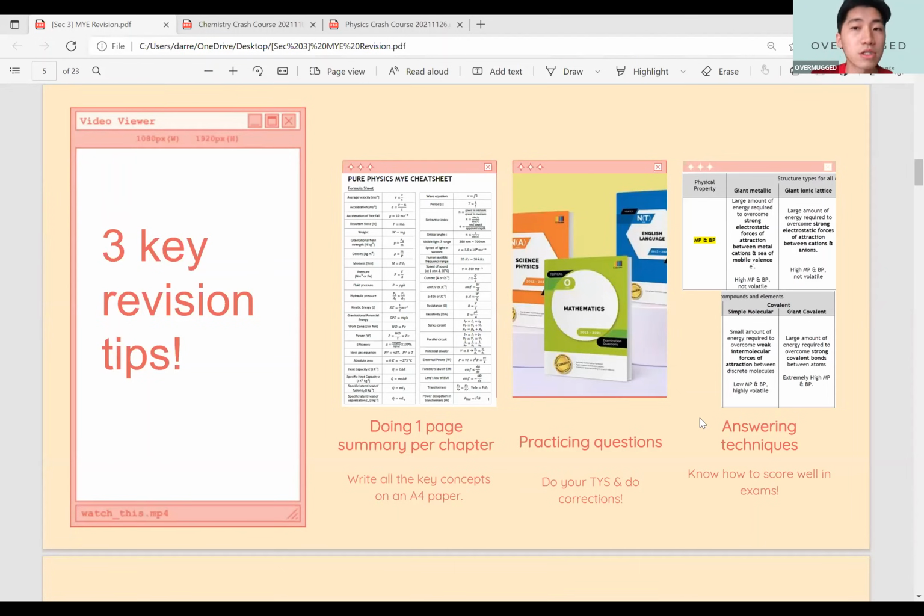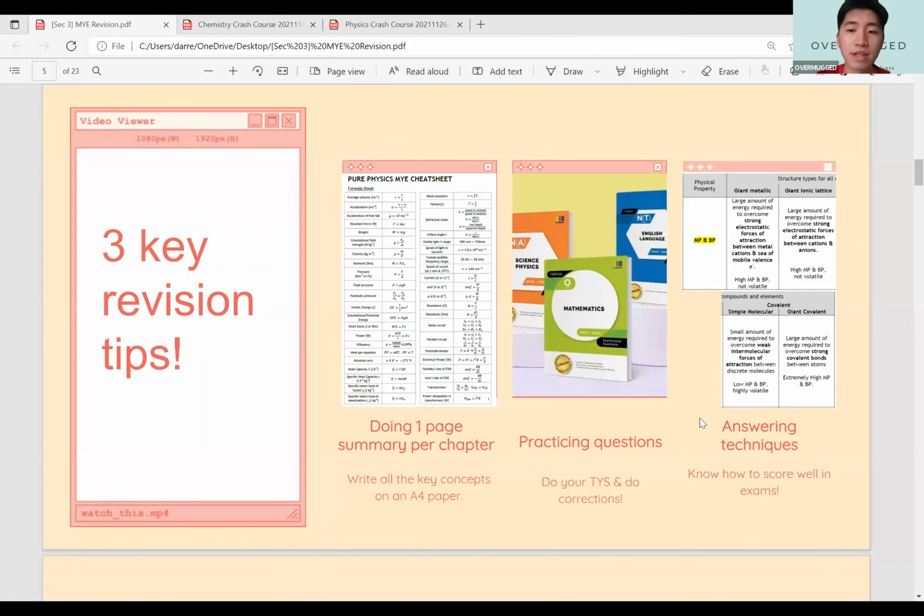Now, there is no point just studying without doing practices. You do your TOS. If you have assessment books, you can do it too. If your school gives you worksheets, do those as well. It's very important for you to learn your content and apply it to actual questions. So which is why later on we'll be doing some actual questions itself after we learn the concepts.